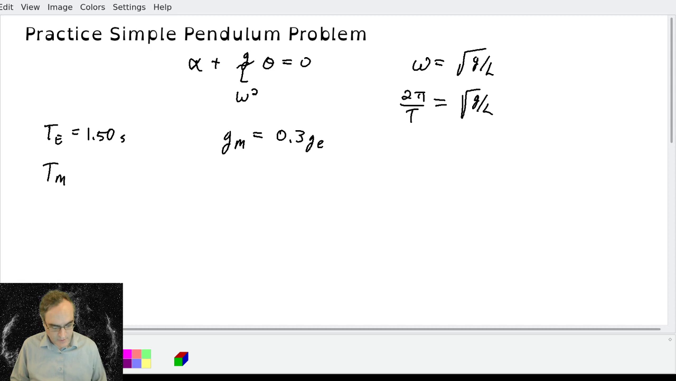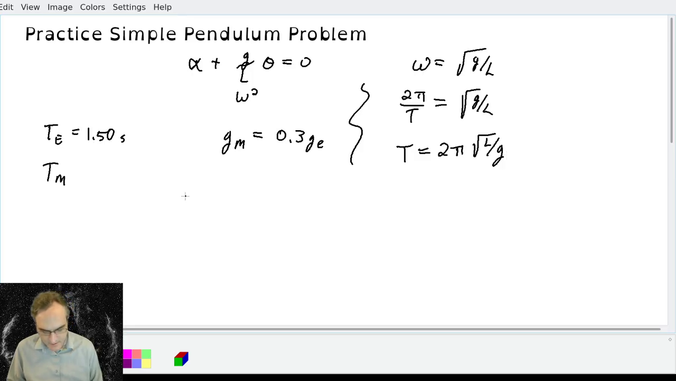Okay, so first I'm going to rearrange this equation. T is equal to 2 pi square root of L over g. Now what I'm going to do is write the period on Mars divided by the period on Earth, a ratio of the two. That way I don't need to figure out the length because it's the same pendulum, I've just taken it to a new location.